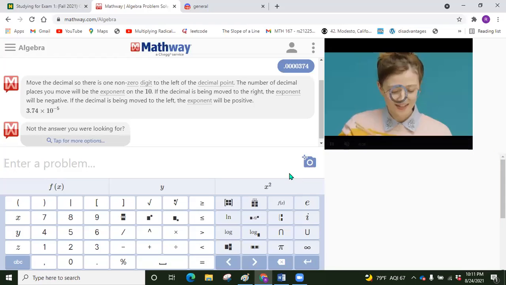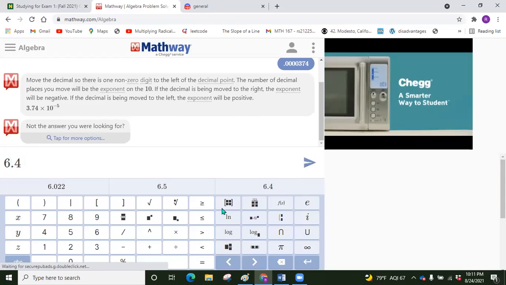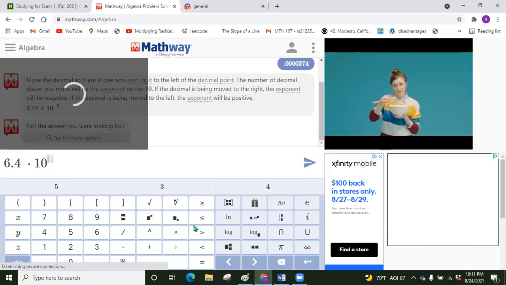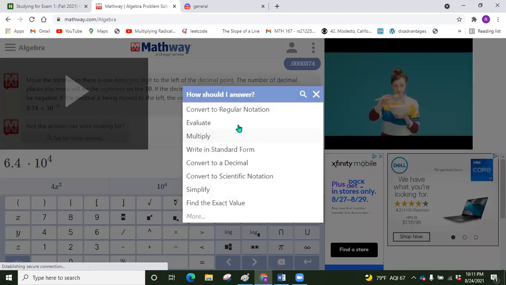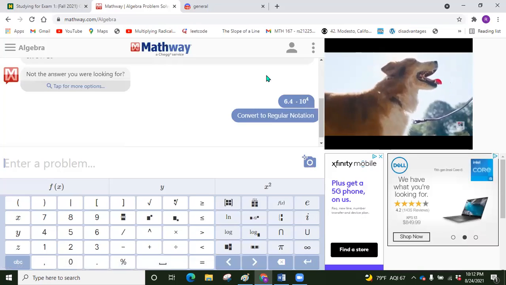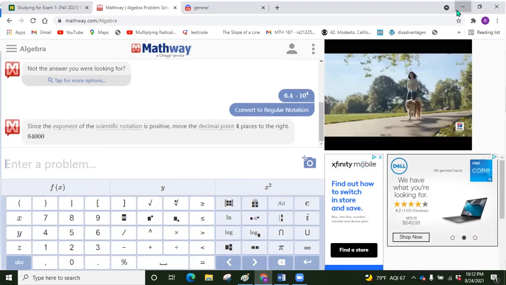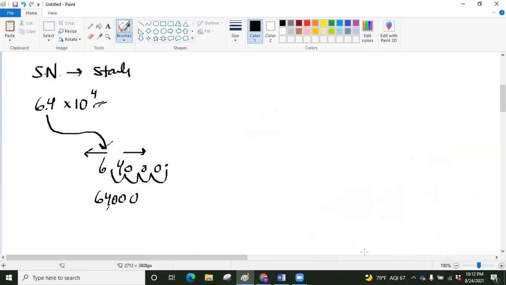We'll take 6.4 times 10 raised to, I believe what we had was the 4th power. Convert to regular notation, and we get our answer back. And so that allows us to go from standard notation to scientific notation.